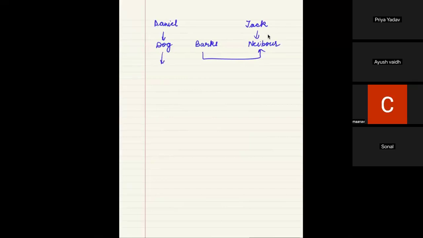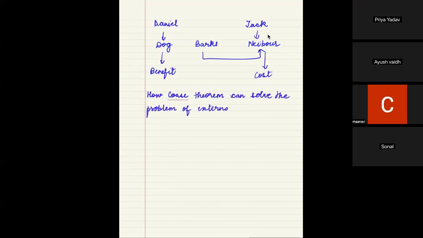Because of the dog, Daniel, of course, he's keeping the dog, so he has a certain benefit from the dog. But when it barks, it creates a negative externality for Jack. So it is a cost for Jack. Now, in this case, how can the Coase theorem solve the problem of externality? What is the solution?